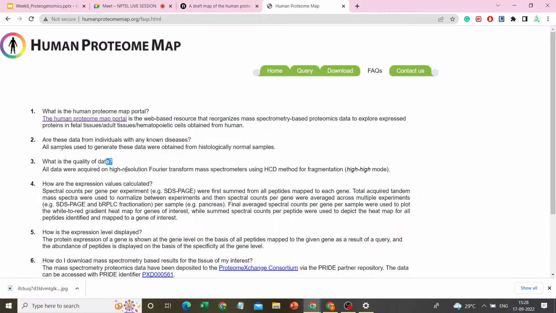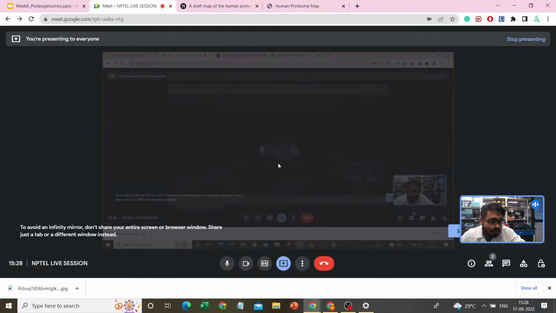So what is the quality of the data? All data were acquired on high resolution Fourier transform mass spectrometers using the HCD method for fragmentation. So if someone asks how the data quality was, they have mentioned HCD fragmentation using the Fourier mass spectrometers.